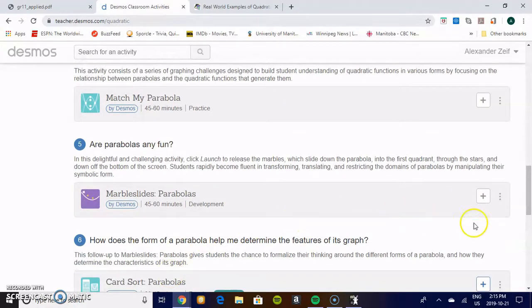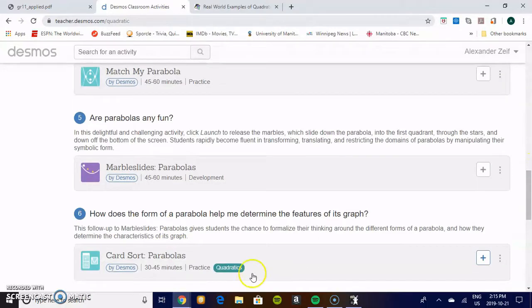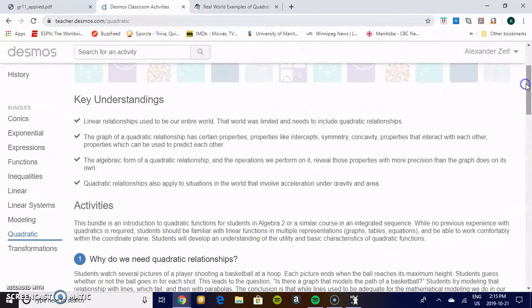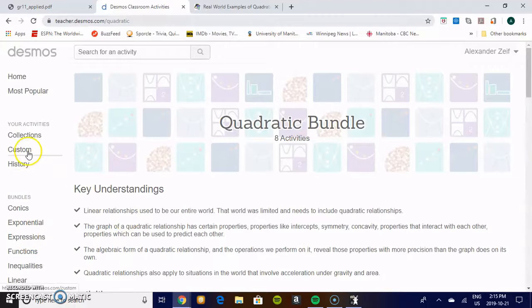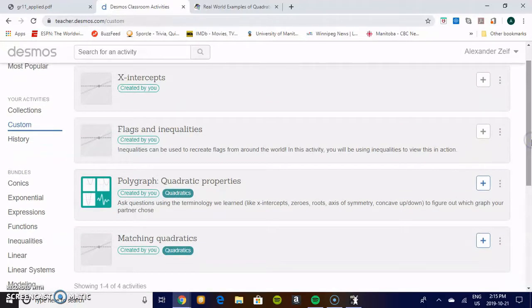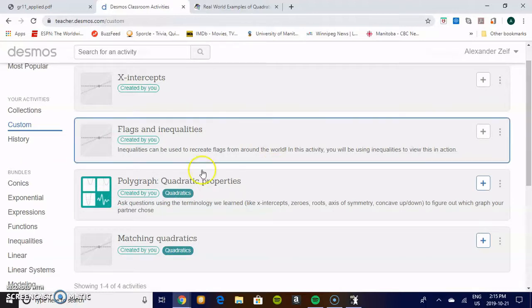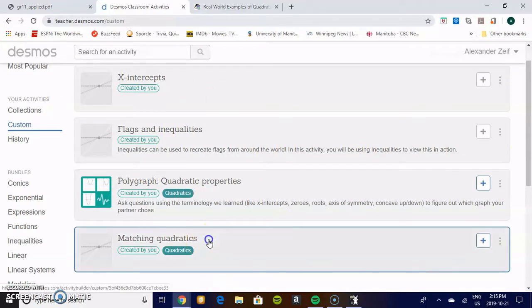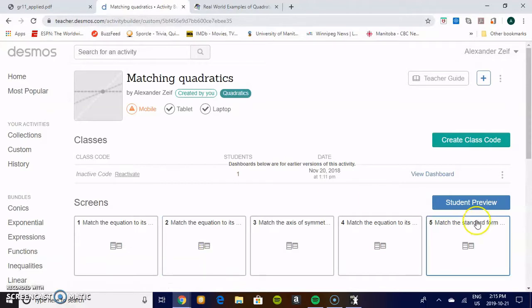There's a game called Marble Slides that you can play, card sorting, and you can also make your own as well. So I'm just going to go into my custom activities here, and here are some of the activities that I've made. So for example, the matching quadratics one.